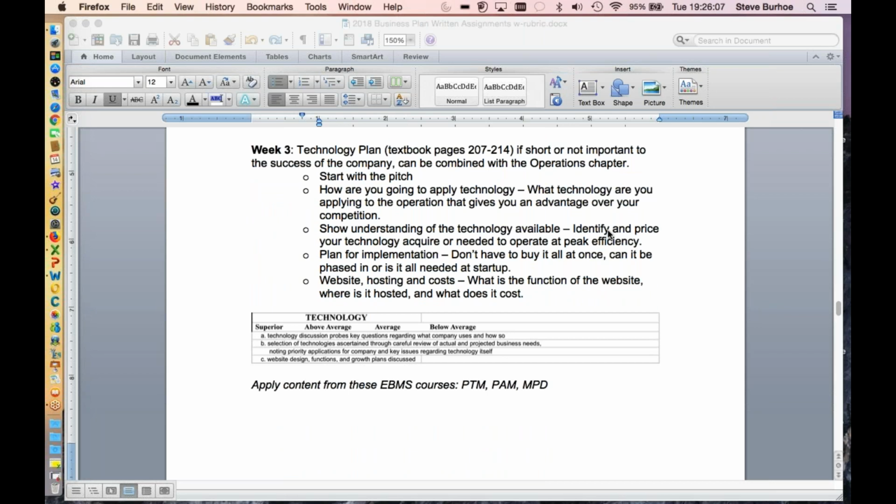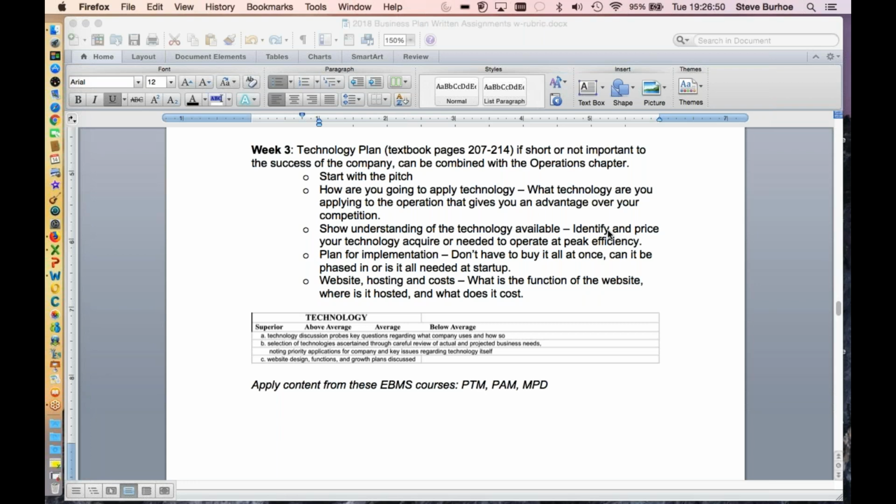Now on the technology side, the key thing here is if you don't have a lot of technology, you can combine it in your operations chapter. But if you are going to require a lot of film equipment or audio equipment or something like that, make sure that you identify the equipment you have. The main thing they're looking for is, do you have good equipment? What is it? What kind of investment are we talking about? Because again, if you're going to need $250,000 worth of film equipment, they're going to want to know what it is that you're buying. So that's why we do a separate technology chapter.